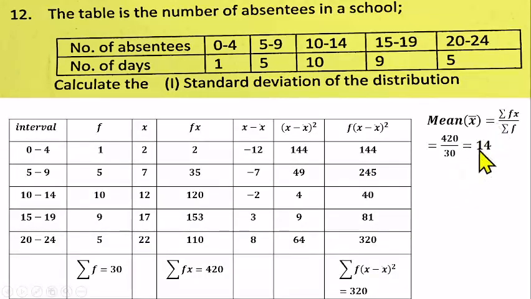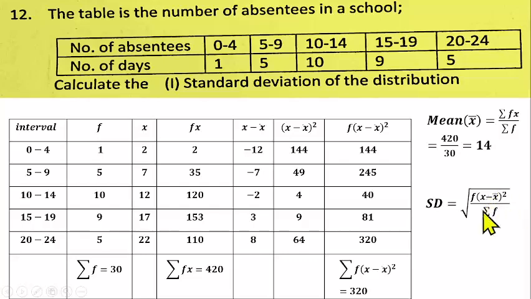Now, that is our mean, but the question did not ask us to find the mean. Why are we finding the mean? There's no way we can get our standard deviation unless we know our mean. So what is standard deviation? Standard deviation is the square root of summation f into x minus x bar squared, all over summation f. Please, the summation symbol should be put here. So that is the formula for finding standard deviation.